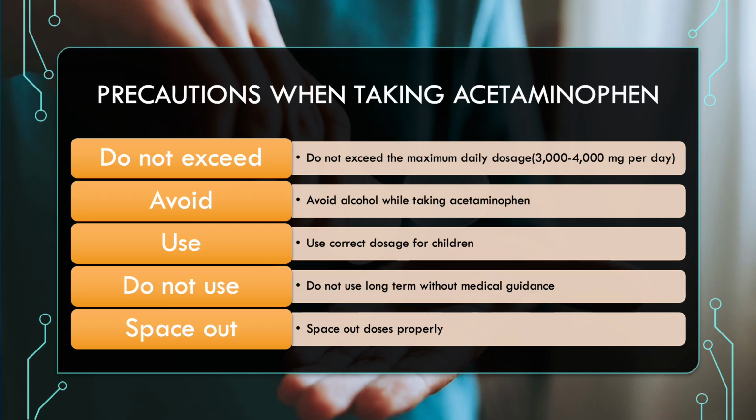Some precautions to stay safe are to never exceed the maximum daily dose. Avoid alcohol because it increases liver risk. Always use the correct dose for children, and don't use acetaminophen long term without a doctor's guidance. Space out doses properly, usually every 4 to 6 hours.